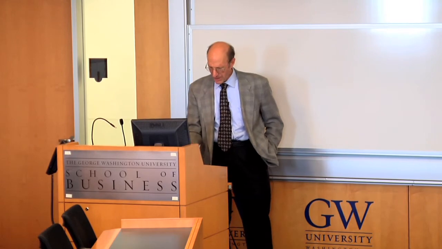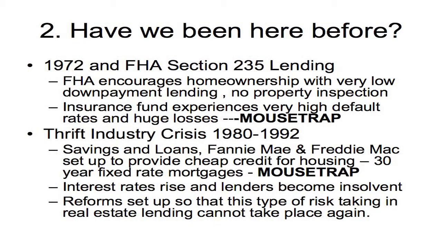Hey, how about 1980 to 92, the thrift industry crisis? Savings and loans, Fannie Mae, Freddie Mac, they were all set up to provide cheap credit for housing, right? In fact, there was an elaborate interest rate ceiling scheme that channeled credit through the savings and loan industry to make mortgages nice and cheap, with 30-year fixed rate mortgages. Big mousetrap. Interest rates rose. Lenders became insolvent. Supposedly, we set up reforms so that this will never happen again. Right. Okie dokie. Another mousetrap.